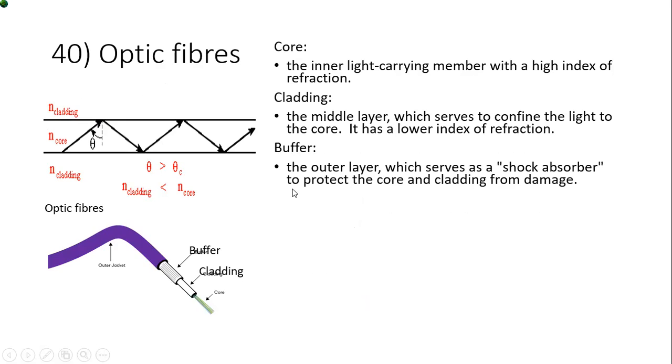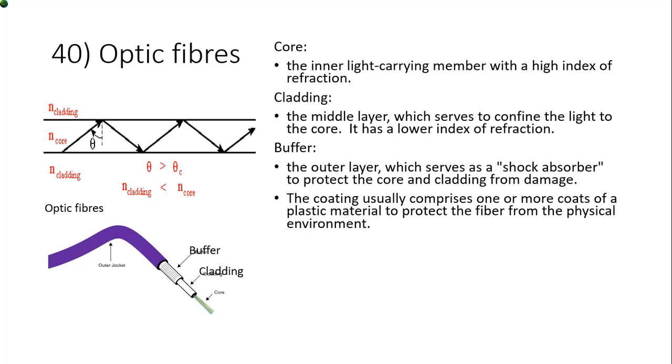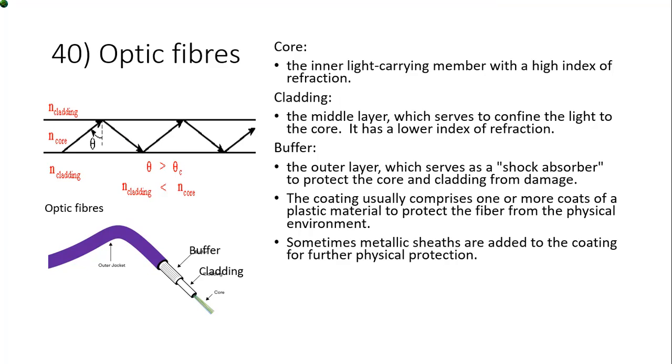Buffer, the outer layer, will serve as a shock absorber to protect the core and the cladding from damage. The coating usually comprises one or more coats of plastic material. We can use either one layer or two layers to protect the fiber from the physical environment. Right? You don't want to damage the core or the cladding. They are made of glass. Sometimes metallic sheets are added to the coating for further physical protection. So if you think that it may be damaged, then you use metallic coating rather than plastic.